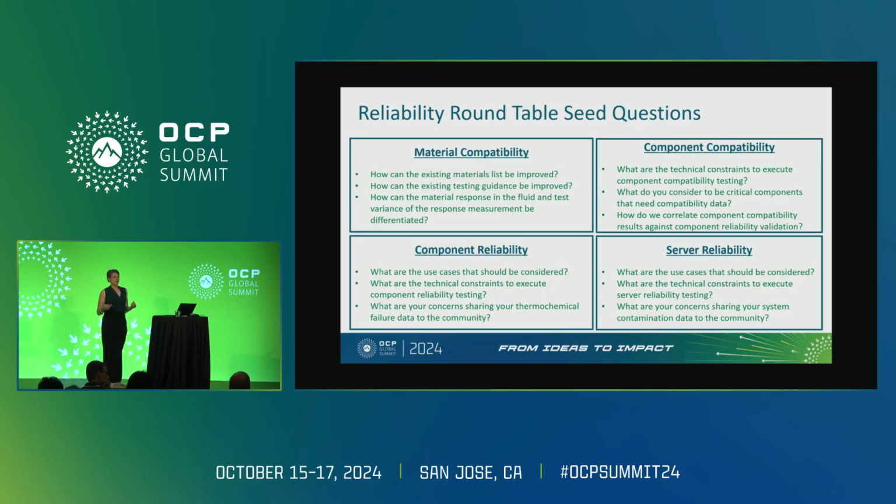But when I focus specifically on technical, if you're a fluid supplier versus a component supplier, what are your capabilities to do testing? Because it doesn't do the community good if we develop testing procedures that nobody can actually execute. So we do need to understand what the community is capable of and how we tailor that testing guidance for the resources you have to execute that testing.